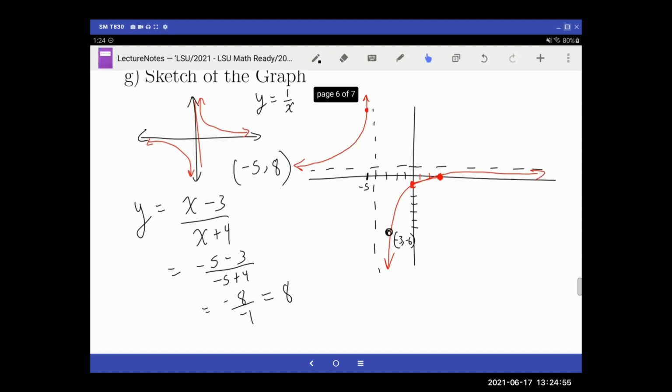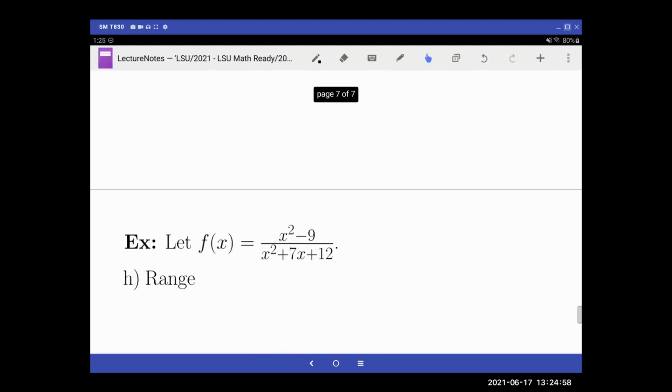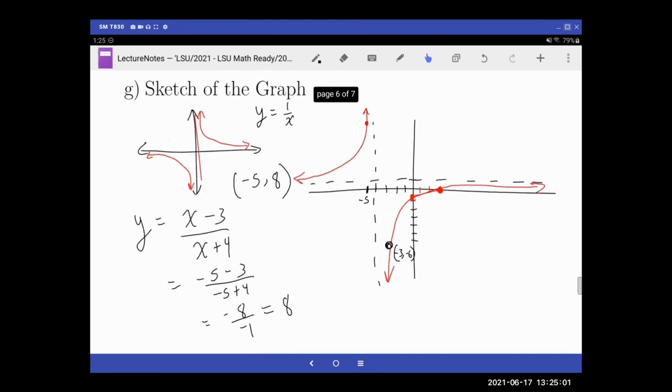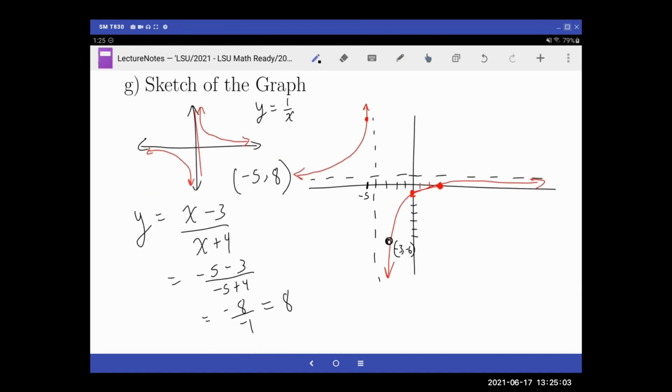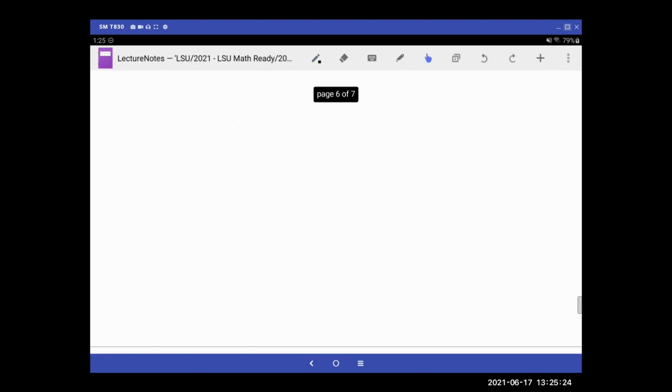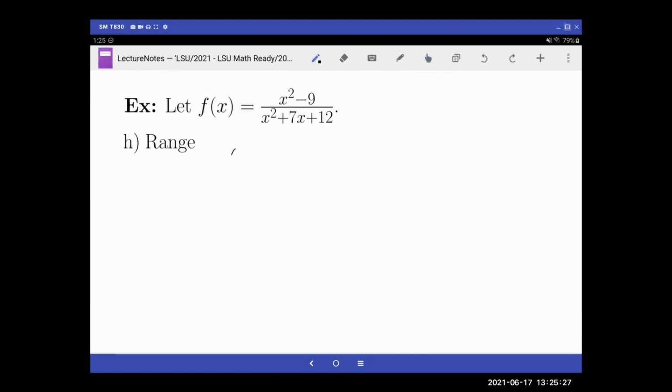Let's use that now to discuss the range. Remember, the range would be the y values. Notice how the range is like a number line this way, broken up into two sections: -∞ to 1, and then from 1 to +∞. Those are the two sections, right? First one here, second one there. So the range would be -∞ to 1, and 1 to +∞.